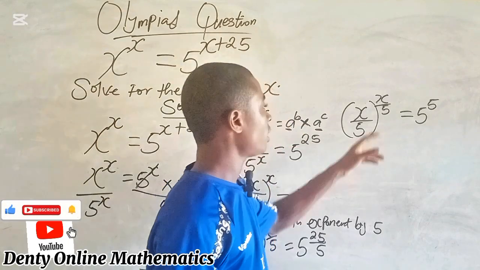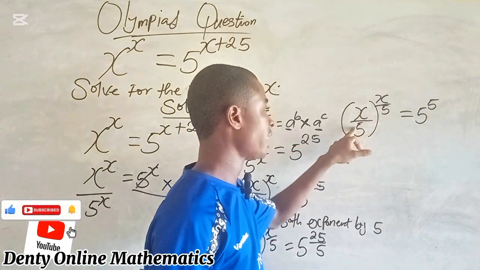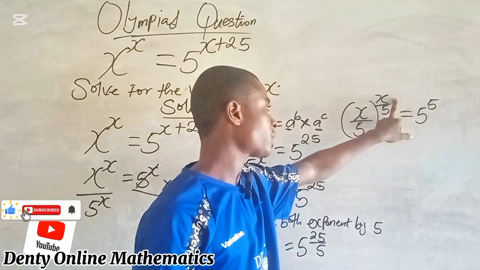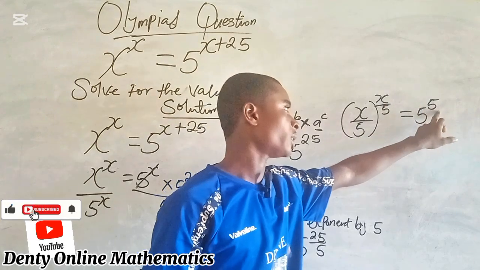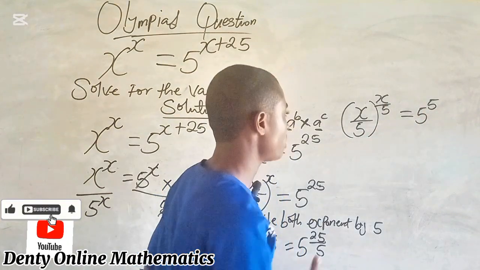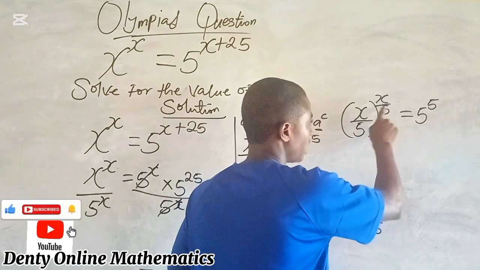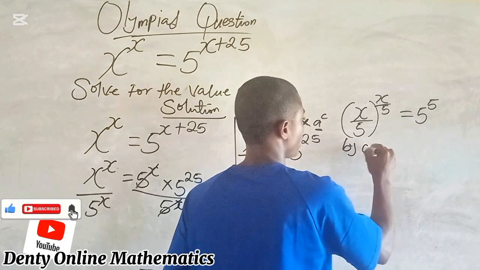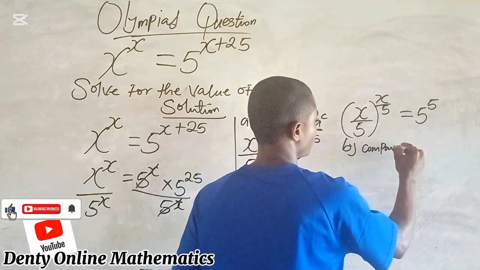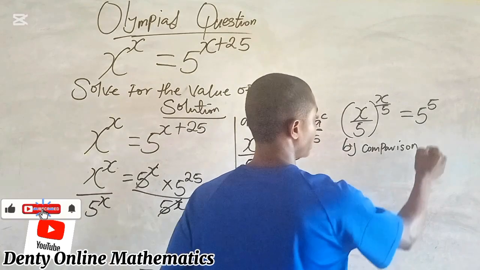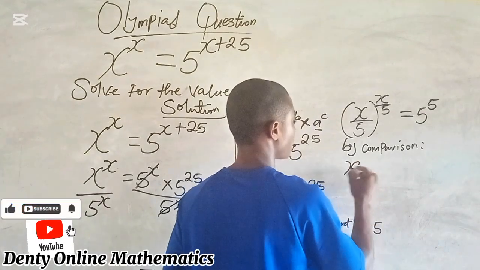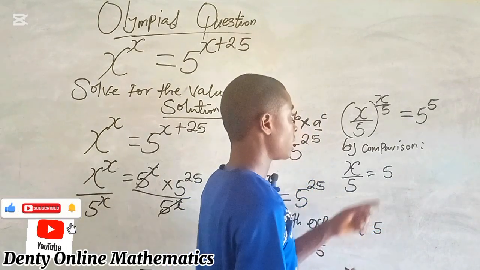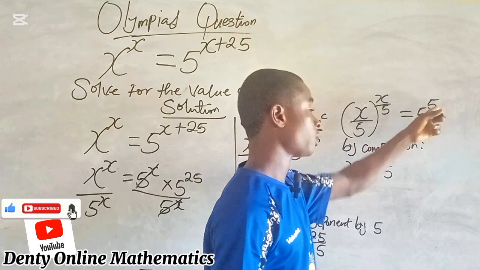Observe now. The base is x over 5. The base is 5. The exponent is x over 5. The exponent is 5. So what can you call this? It means that the base x over 5 is 5 and the exponent x over 5 is still 5. So by comparing both sides, we will see that x over 5 is equal to 5. Yes, because the base is equal to 5, the exponent is still equal to 5.